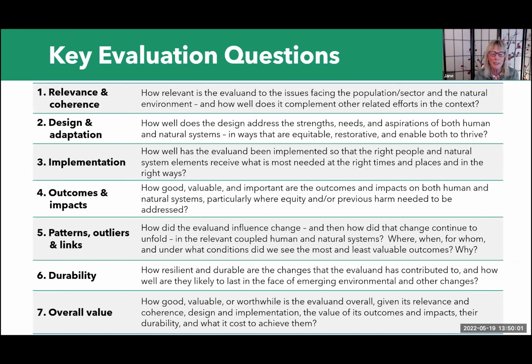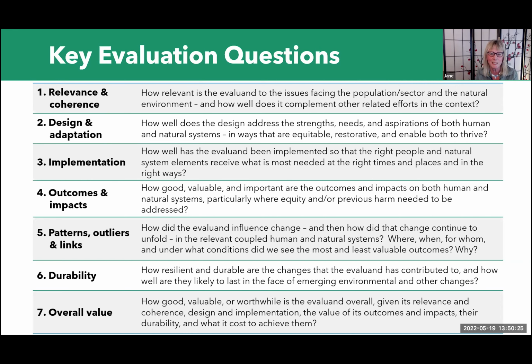So not all evaluations would necessarily cover all 7 KEQs, but a reasonably comprehensive evaluation would probably include at least some version of each. This list of KEQs has been designed so that it can apply in any sector for any kind of evaluand, any level of analysis. So as such, the language is quite deliberately generic.